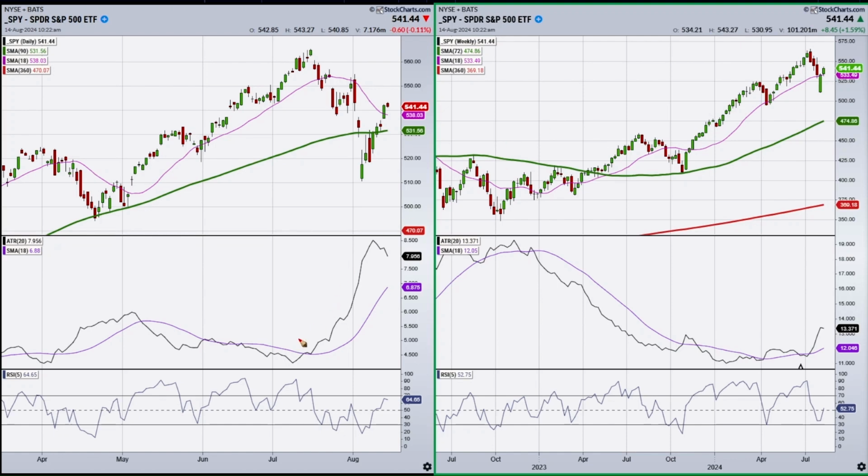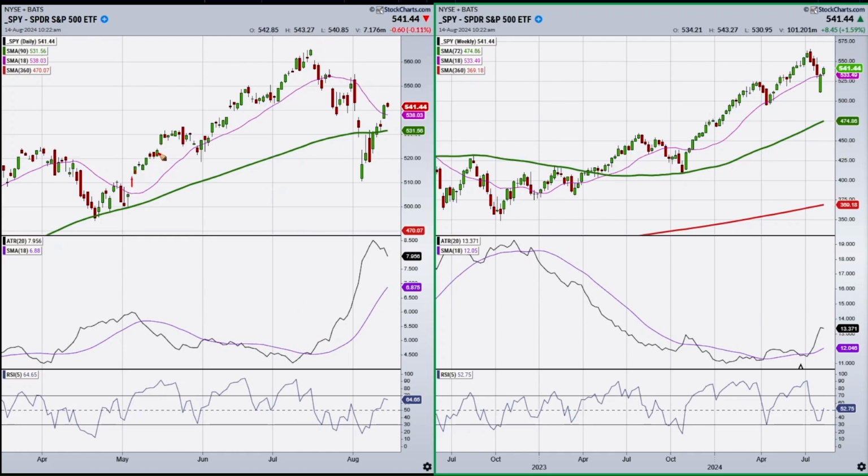And what I've done is I've got the 20-period average true range highlighted here in this second scale, with an 18 MA and this purplish line overlaid on top for both time frames. All right, and what I'm trying to ascertain here is the size of the bars.